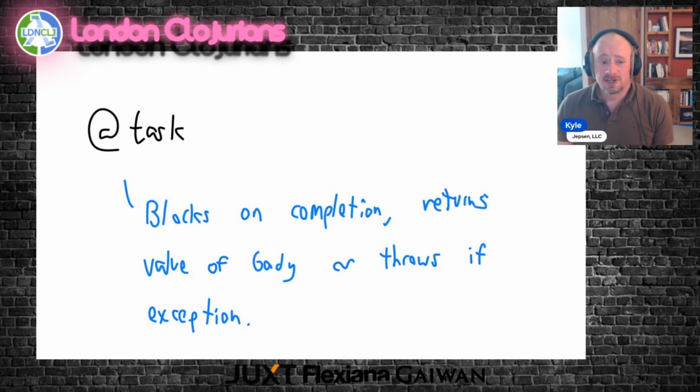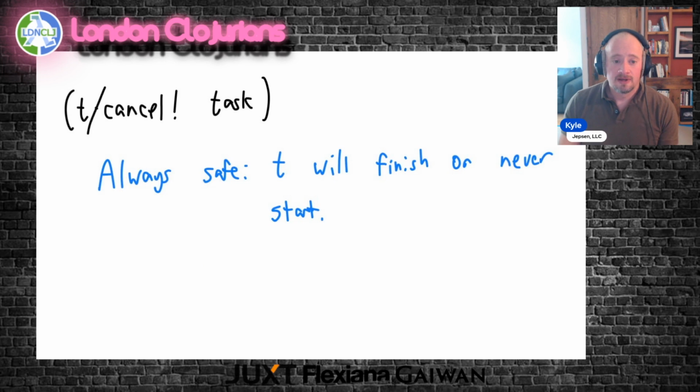I could dereference this just like a future. If I ask to deref a task, it blocks on the completion and returns the value of the body, or it will throw if the function threw an exception. I can cancel these tasks, and I guarantee a very specific safety property that's not a part of usual executors. I say that either T will finish or it will never start. This is important for that mutability safety.